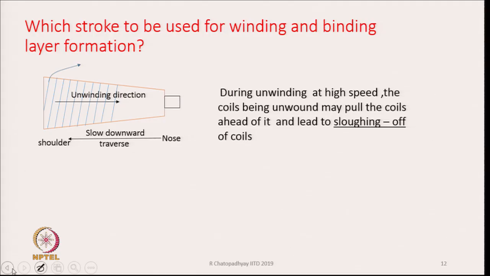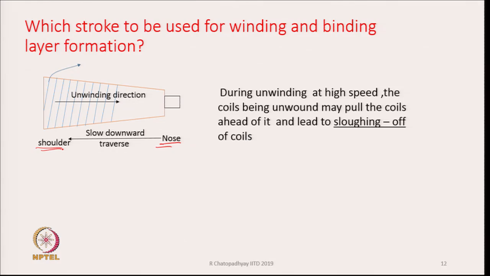But where the problem could be, let us try to examine it now. So, strokes in this case mean upward stroke and downward stroke. Should we build the winding layer during the upward stroke, or should we build it in the downward stroke? Now, in this diagram, what is being shown is the part of the bobbin, and the coils are being shown. The tapered part, the coils are shown by the blue lines. So, this side is the nose part, and this side we call the shoulder part of a chase.